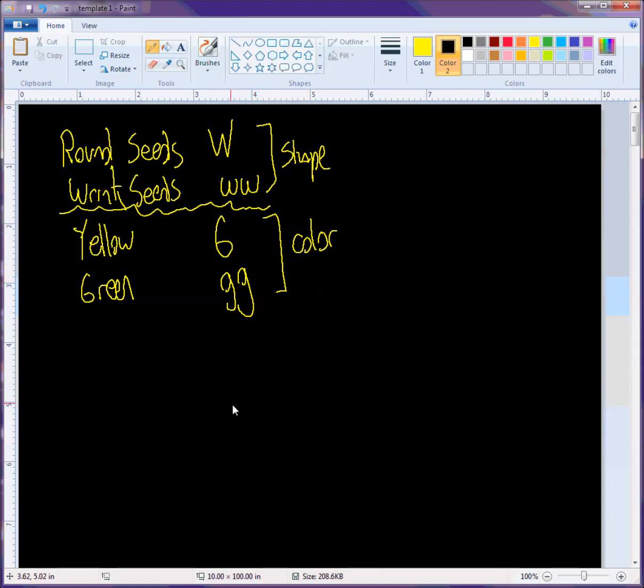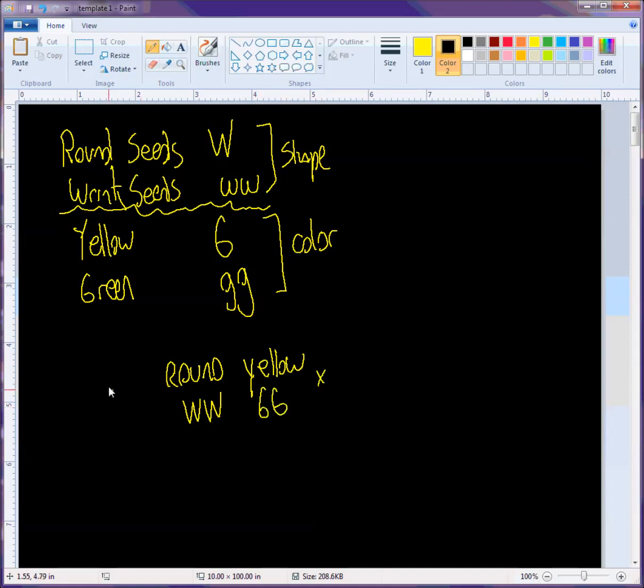So remember, Mendel was working with true breeding lines. So that means if we crossed a plant that had round seeds and yellow cotyledons, so round and yellow, to another true breeding round and yellow, all the progeny would be round and yellow. And because it's true breeding, we know it has two big W alleles and two big G alleles.